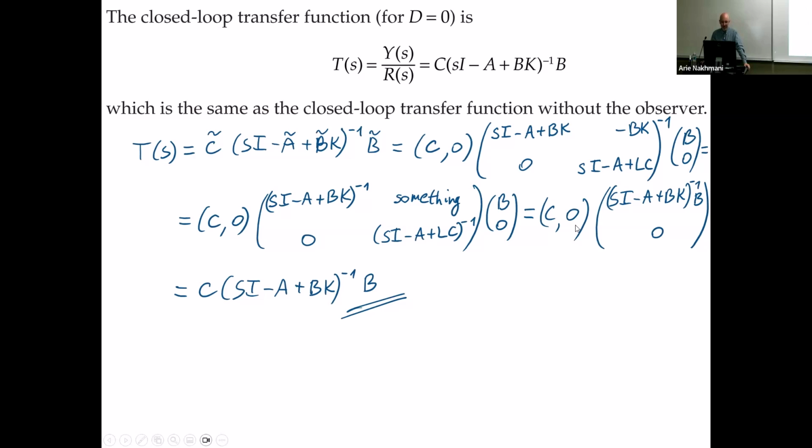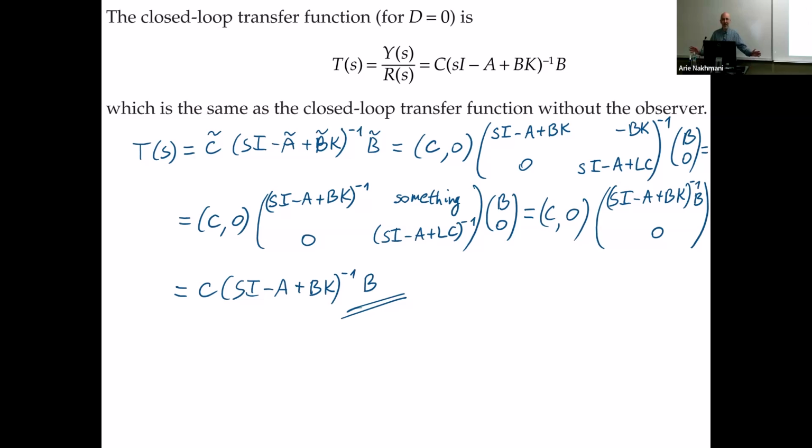So it will be the Z thing times B plus something times 0 for the first line, and 0 times B plus the Z thing times 0. This will be the second thing. And all that is multiplied by C 0 on that side. And now I have C times that thing plus 0 times 0. So I get C times that thing, which is what I wanted it to be, right? So your closed loop transfer function is not changing with adding controllers, not controllers, observers to the loop at all.